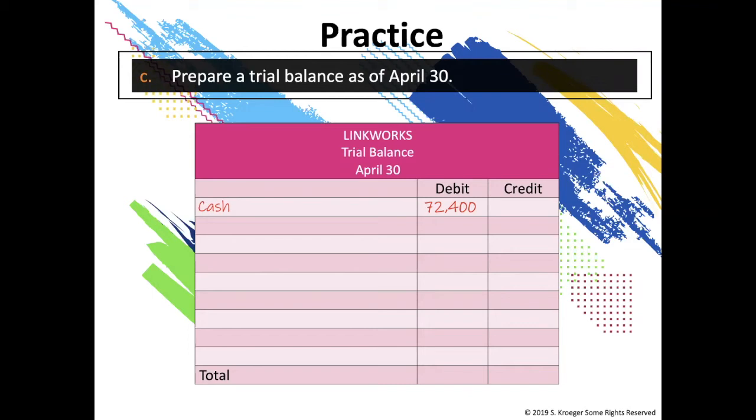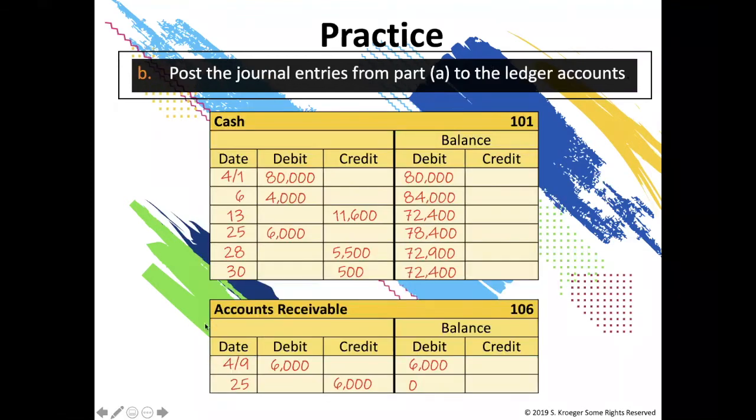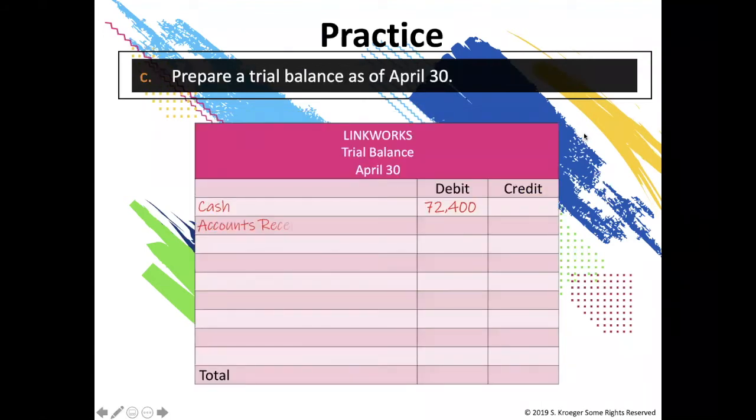A lot of students get a little overwhelmed looking at the trial balance, but it's actually extremely easy to complete because all the account names and totals have already been completed for us. We're just listing them all. The next account after cash is accounts receivable. Let's take a look at that ledger account. Here at the bottom, we have accounts receivable, and the balance was 0. This is what we're going to put into the trial balance. After cash, we just write accounts receivable and put 0 in the debit column because there is no balance.